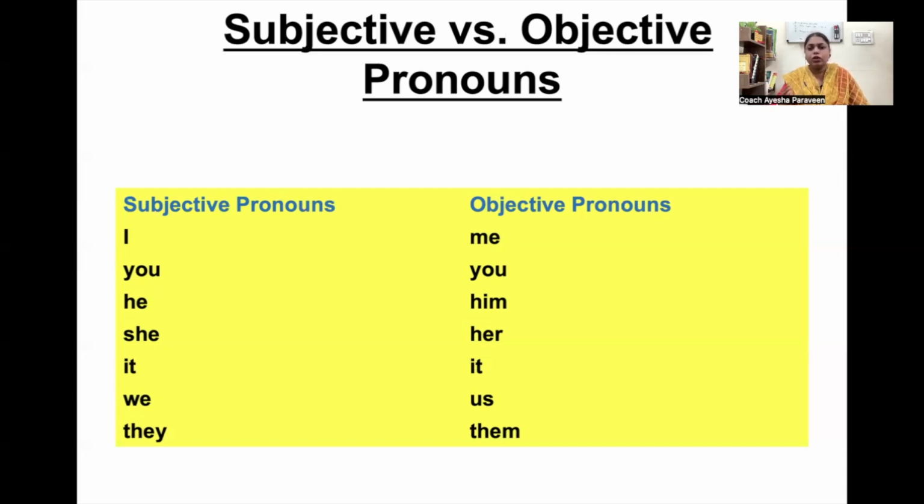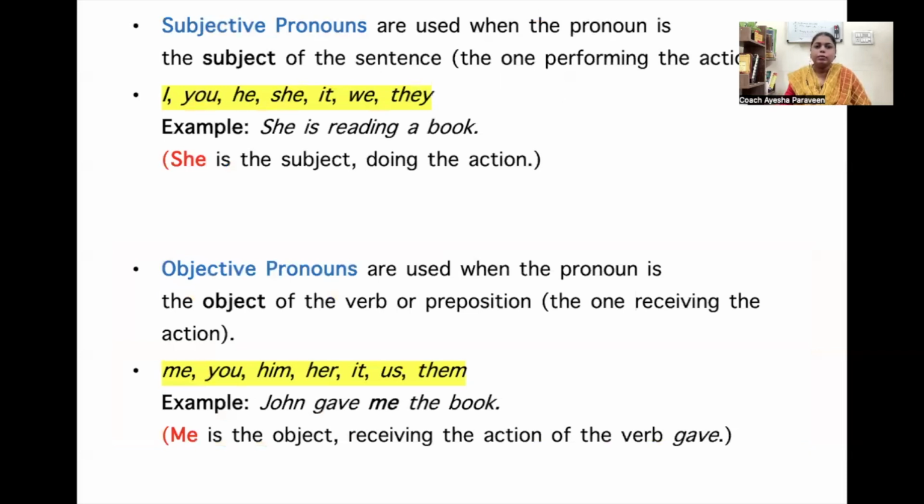He will change to him. She will change to her. And it also won't change its form. It will remain it if it is a subjective pronoun, and if it is an objective pronoun, it remains the same. We changes to us. They changes to them. So we'll see with examples how we can replace subjective pronouns and objective pronouns.